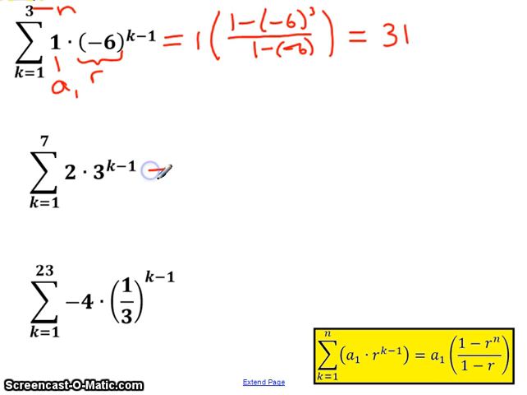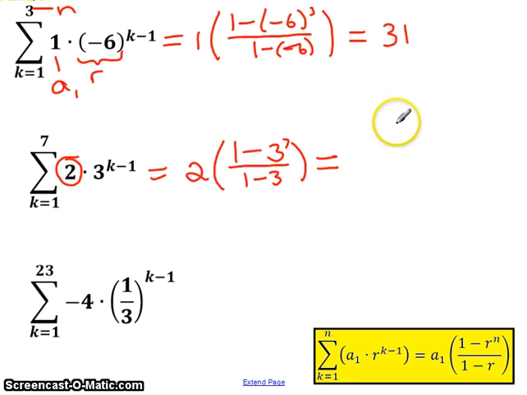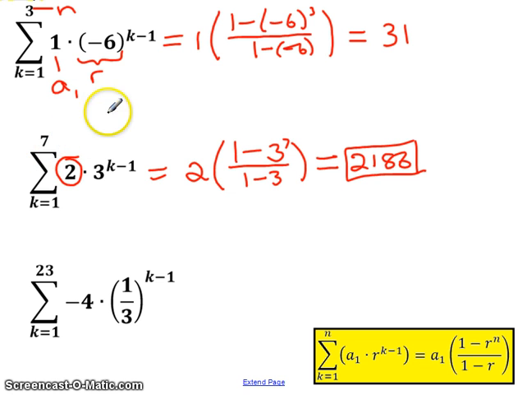Okay, same procedure here. Going to pick off our numbers. We have a sub 1 in this case equal to 2, so we'll have 2 here. We're going to take 1 minus r, which is 3, raised to the 7th power, divided by 1 minus 3. And that gives us a total of 2,186. Now you might remember this number from our rabbit example. This is the total number of rabbits, including those that were already born in previous generations. This is the total number of rabbits after 7 generations.